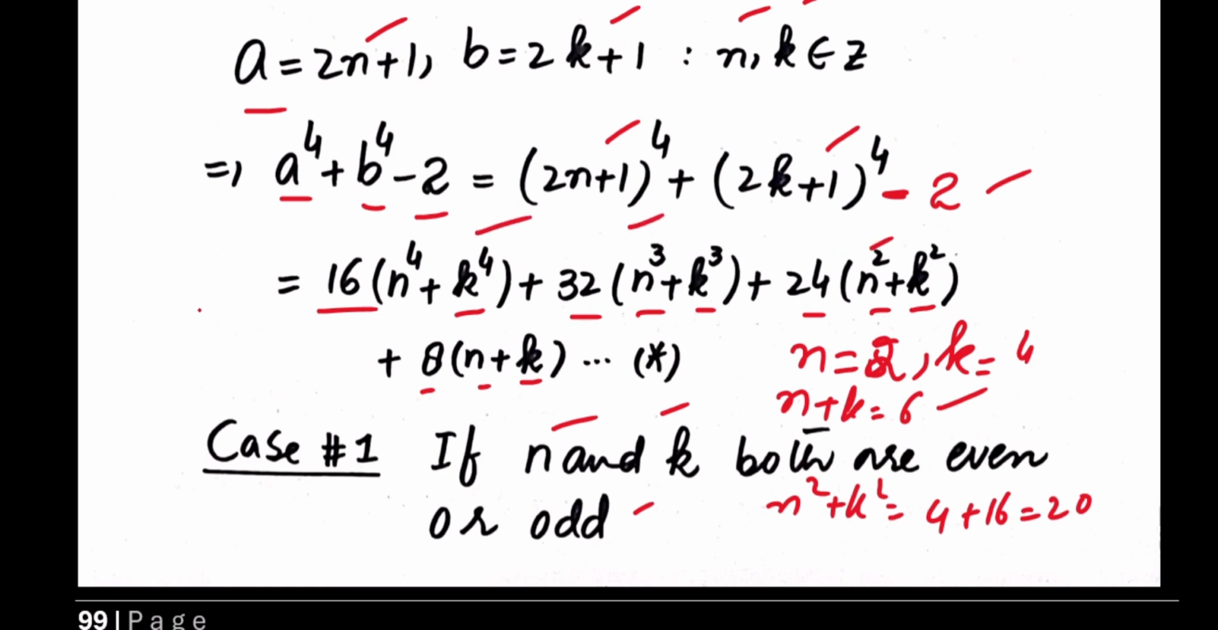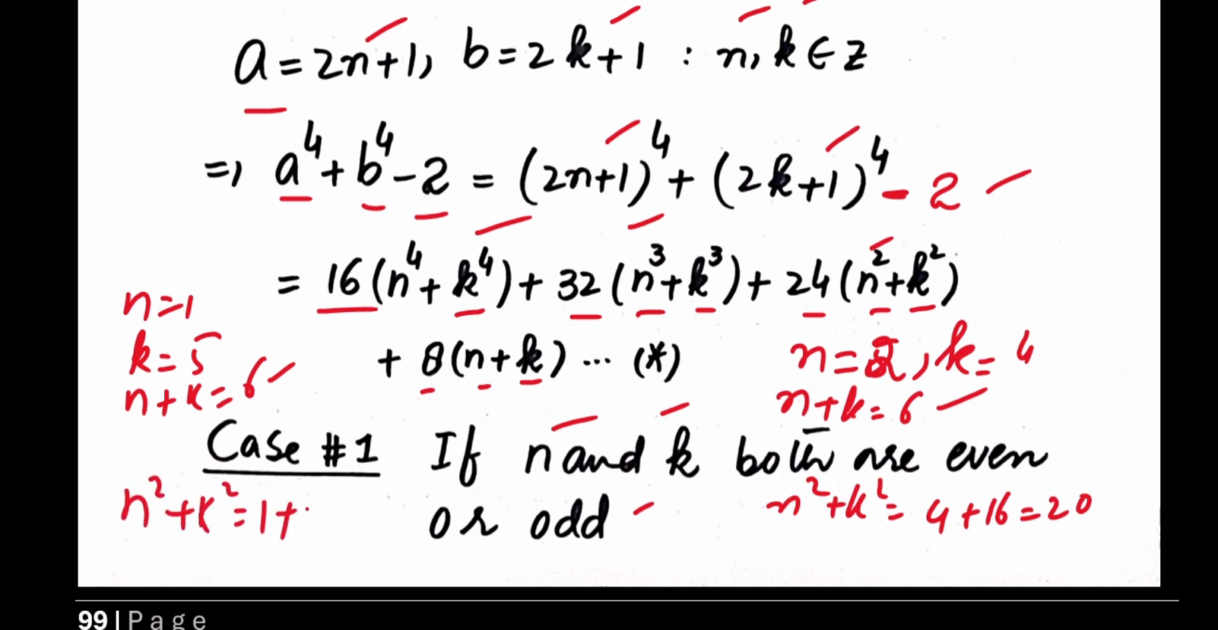Similarly, if you take n equal to 1 and k equal to 5, then n plus k is equal to 6, which is an even integer. N square plus k square is equal to 1 plus 5 square, which is 25, so 26, again an even integer. So in both cases, if n and k both are even or both are odd, this complete sum is an even integer, and hence it is divisible by 16.